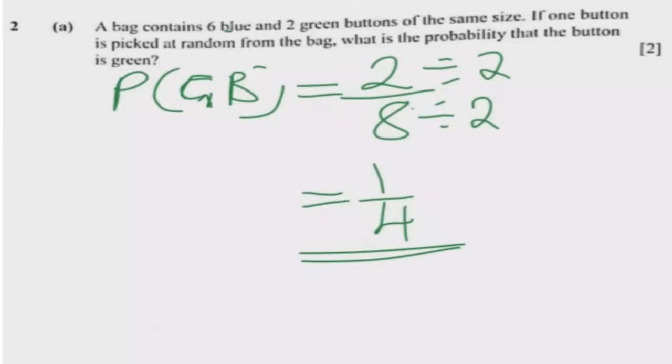So the probability of picking a green button in a bag that contains 8 buttons with 2 green buttons from 8 will be 1/4. Please, if you have got questions, you can ask in the comment section. Otherwise, this is how we go about it. Okay, let's go to the next question.